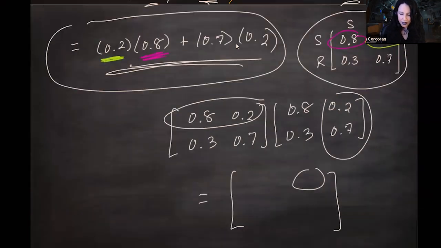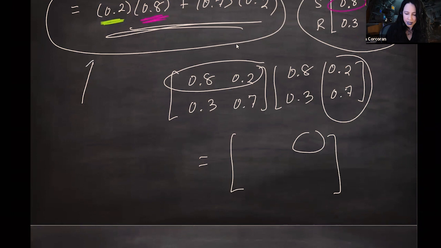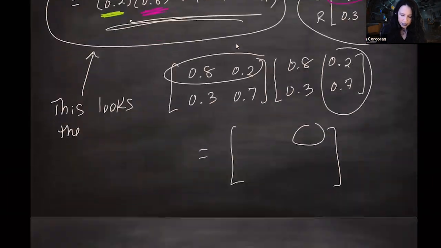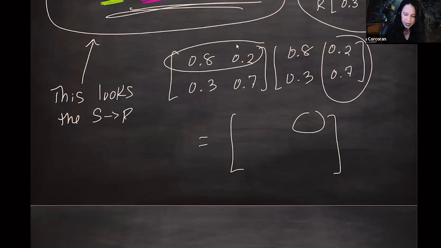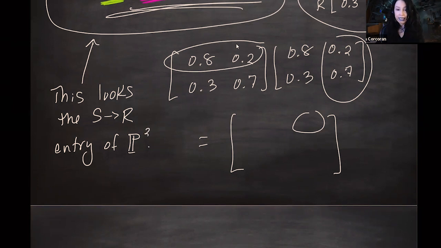So I just want to note here that this looks like the sunny to rainy entry of the P matrix squared, which brings us to a very exciting new section in the notes. We're going into section 2.2 now. It's called the Chapman-Kolmogorov equations.